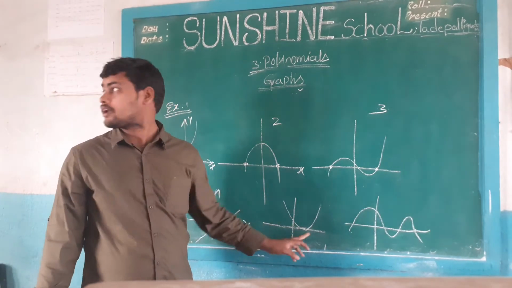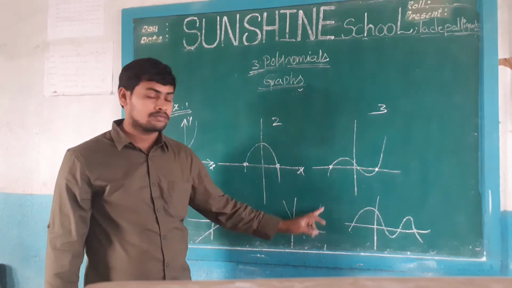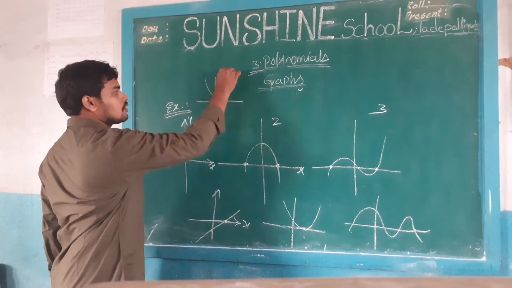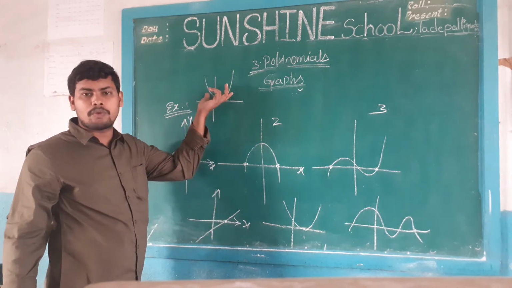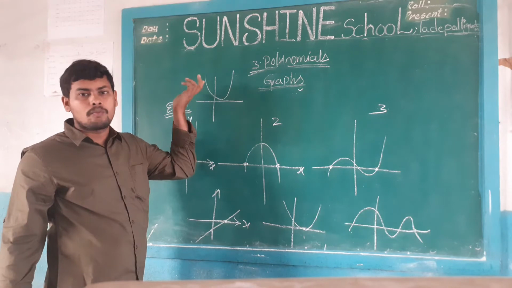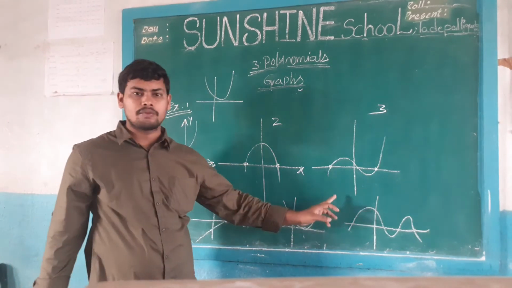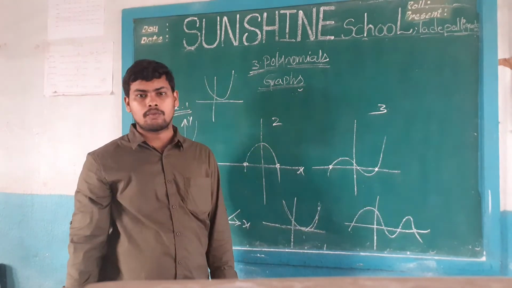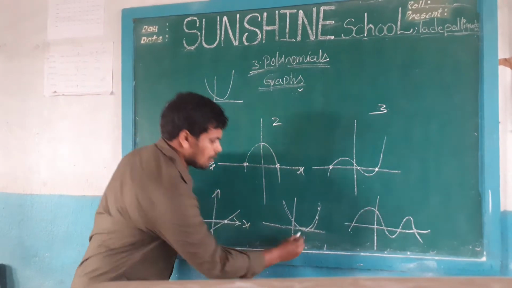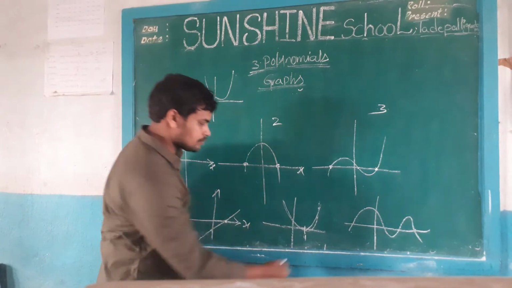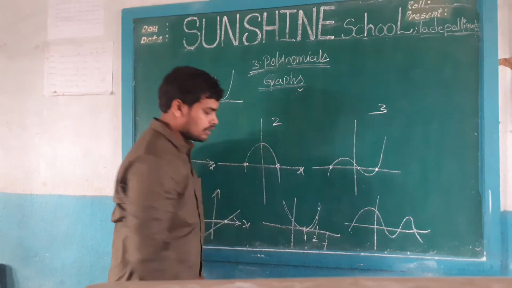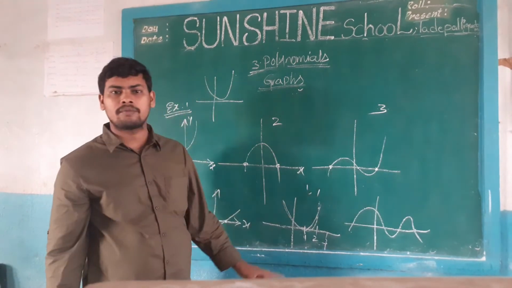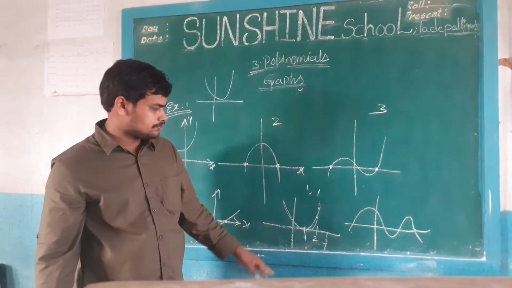Next one. What is the value here? We already know that whenever the graph comes in the shape of an upward parabola, it is a quadratic polynomial. Here the graph meets at only 1 point, but it is in the shape of an upward parabola. It cuts at 1 point. So we consider the roots, the zeros of this polynomial, as 1, 1.